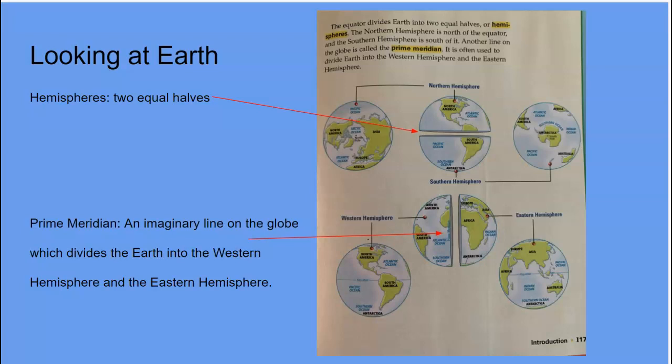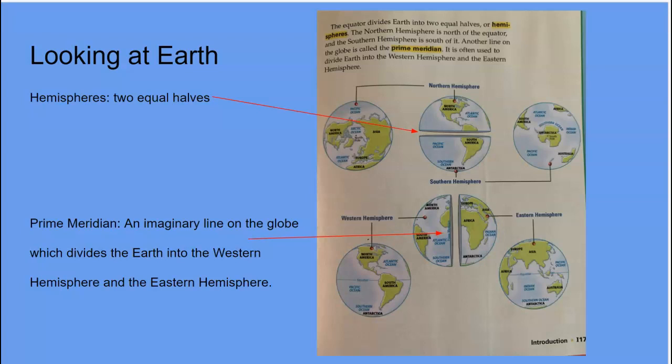And I'm looking at all of the diagrams and I see it 4 times. So they must really want me to understand what this word means. It's 2 equal halves. The northern hemisphere is north of the equator, and the southern hemisphere is south of it.